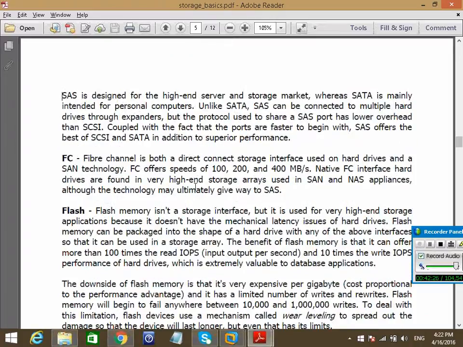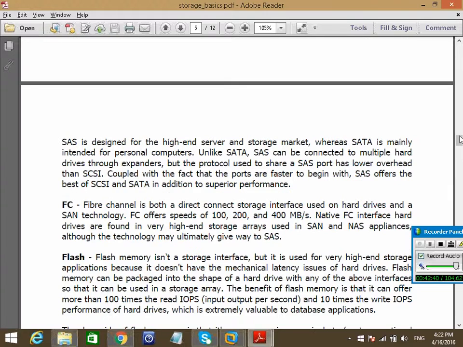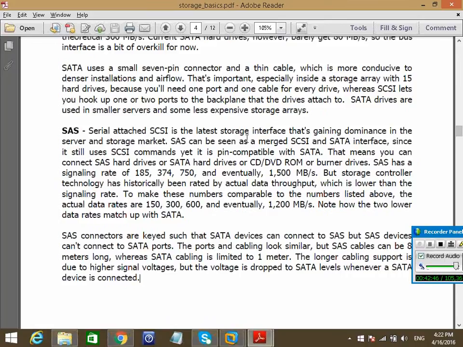Whereas SATA and PATA, SCSI was better. It can support up to 15 devices. Right? Now, next, the combination of SATA and PATA is something called SAS. SAS means Serial Attached SCSI. The advanced version of SCSI is SAS.